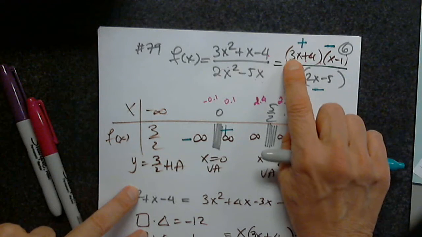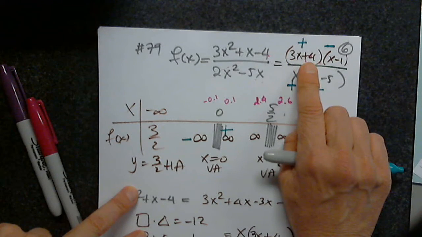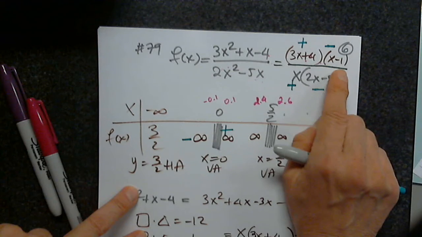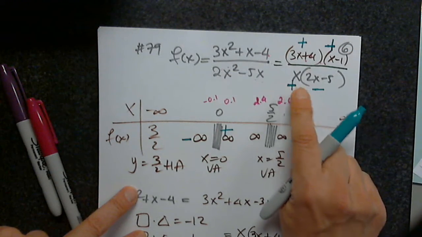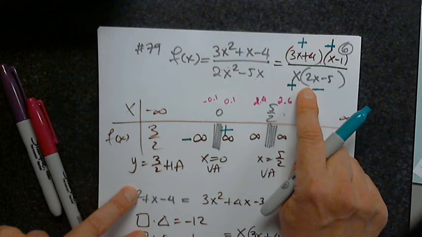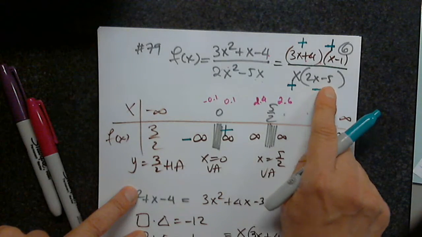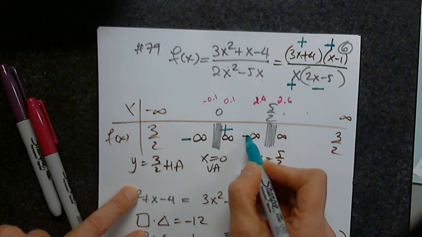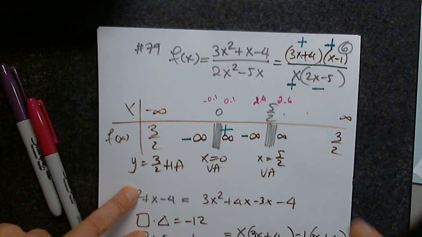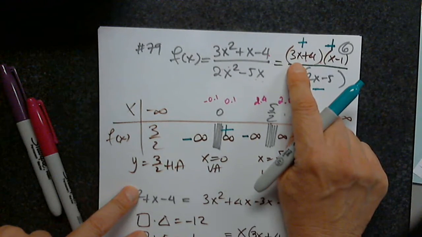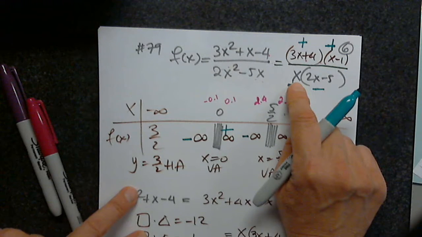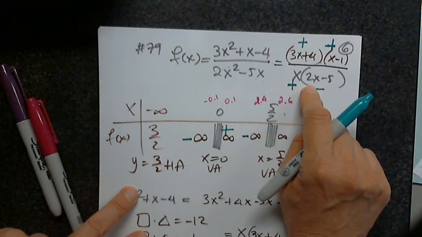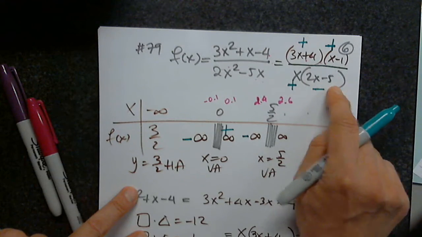2.4. 3 times 2.4 plus 4. 2.4 minus 1. 2.4. 2.4 times 2 is 4.8. 4.8 minus 5. 1 negative. Last one, 2.6. 2 times 2.6 is 5.2 minus 5.